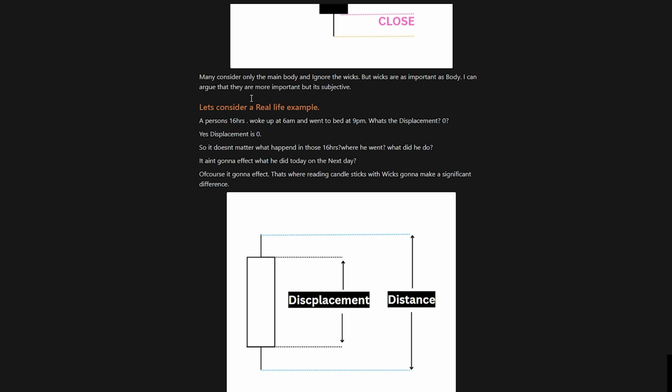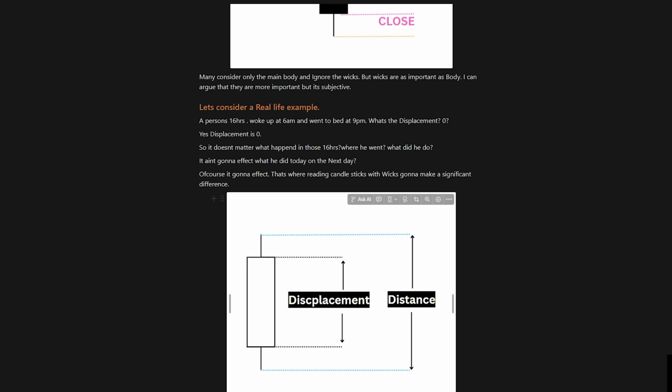So let's consider a real life example. Before that, let me explain this. What exactly is a normal candle? Open, low, high and a close. A normal regular candle. The body just represents the displacement. It started here, it went down, it went up, then it closed here. So the body is just representing where it started and where it stopped, whereas the whole candle shows the distance traveled. It started here, it went down, then it went up. So there's the whole distance it traveled, and the displacement.